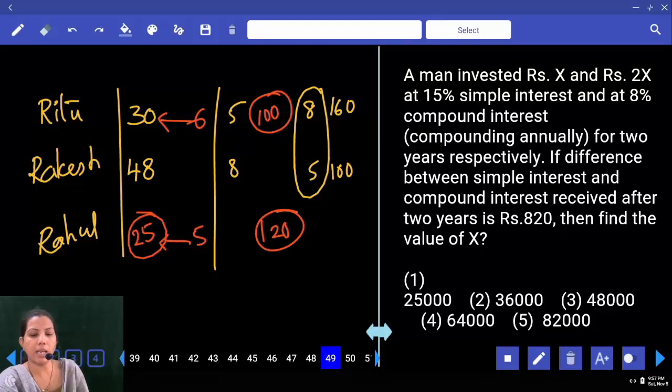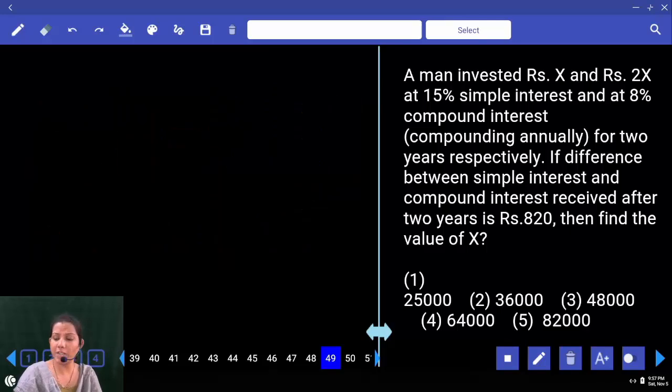Question number 49. A man invested X rupees and 2X rupees at 15% simple interest and 8% compound interest compounded annually for 2 years respectively. If the difference between the simple interest and compound interest received after 2 years is 820, then find the value of X. In the first scheme, principal is equal to X, and the second scheme principal is equal to 2x.